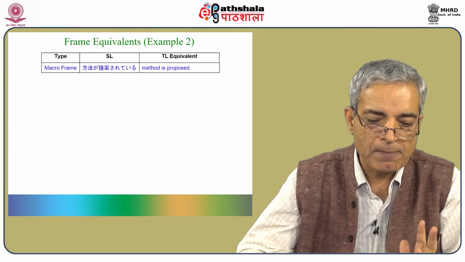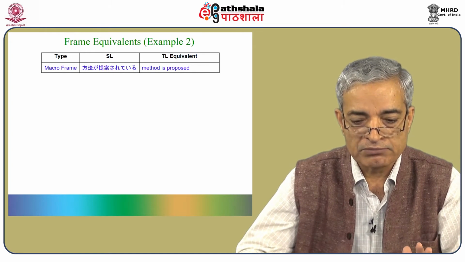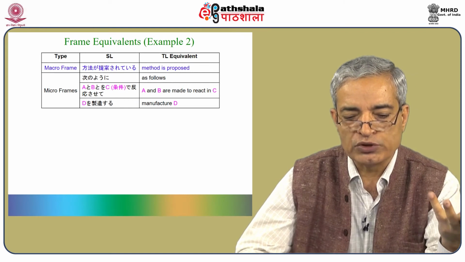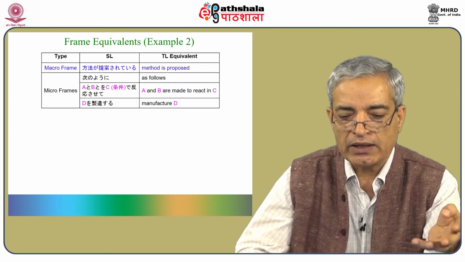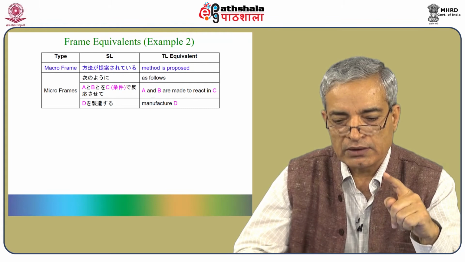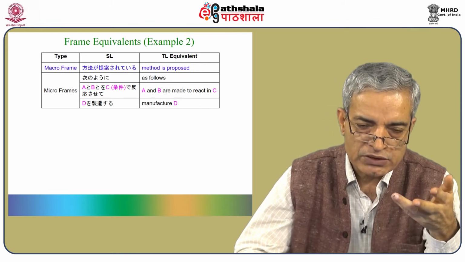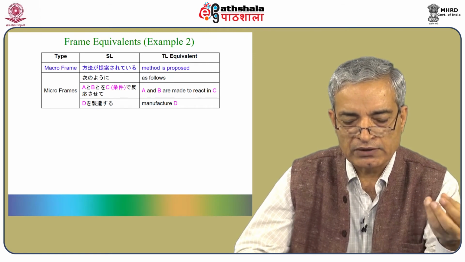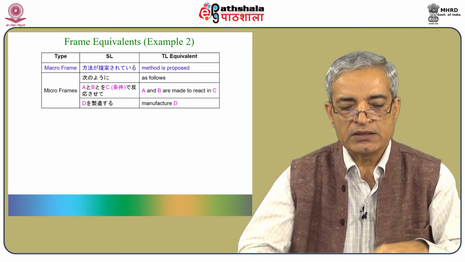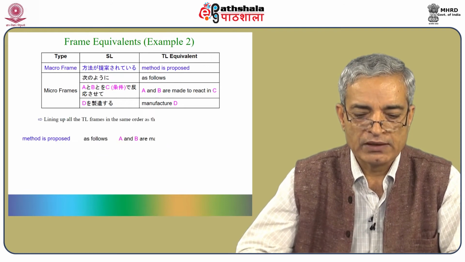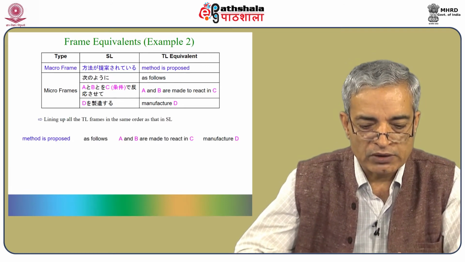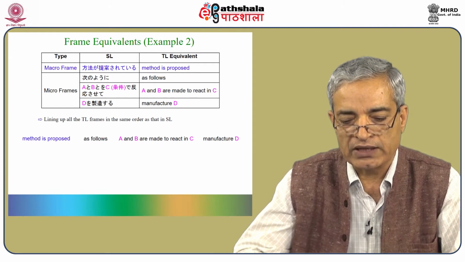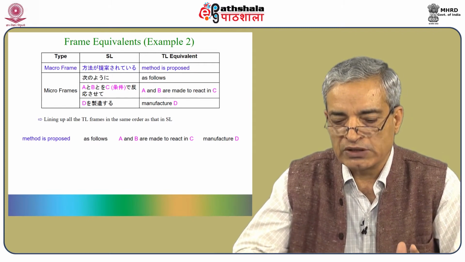The macro frame is ho hoga teyan sareteru: method is proposed. Micro frame, tsugi no yoni, as follows: A to B o C de hanno sasete, A and B are made to react. Under C, you will have to see the context, then the choice of preposition will be decided. D o seizo suru, manufacture D. And if we line up all these elements now, method is proposed as follows: A and B are made to react in C, manufacture D.